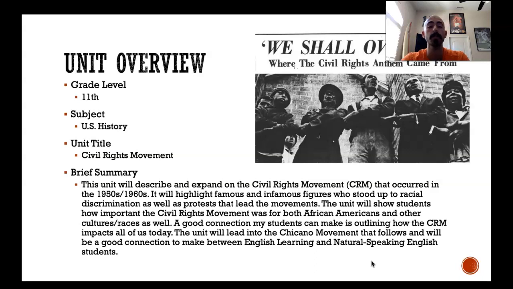It will highlight famous and infamous figures who stood up to racial discrimination, as well as protests that led the movement. The unit will show students how important the Civil Rights Movement was for both African Americans and other cultures as well. A good connection my students can make is outlining how the civil rights movement impacts all of us today. The unit will lead into the Chicano movement that follows and will be a good connection to make between English learning and native speaking English students.